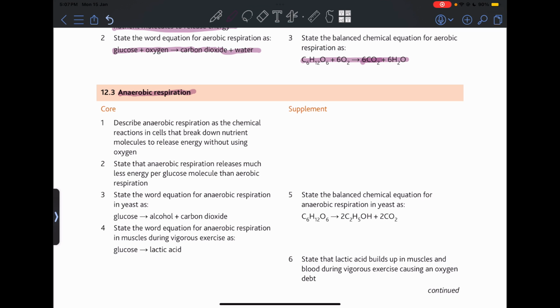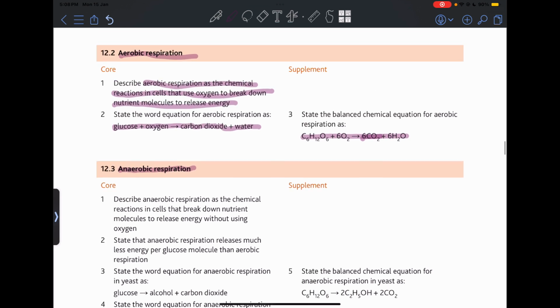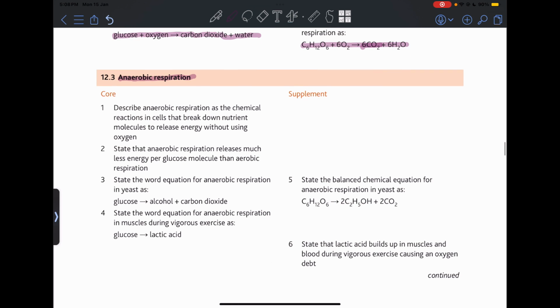Anaerobic respiration, which is 12.3: core students have to describe anaerobic respiration as the chemical reactions in cells that break down molecules to release energy without using oxygen. So this is the same definition as aerobic respiration, but you say without the use of oxygen. Number 2 says, state that anaerobic respiration releases much less energy per glucose molecule than aerobic respiration. So anaerobic respiration does not release that much energy compared to aerobic respiration. We have to know this piece of information.